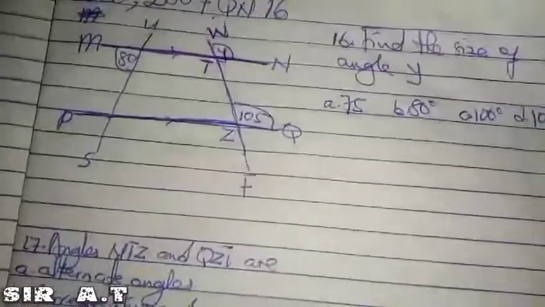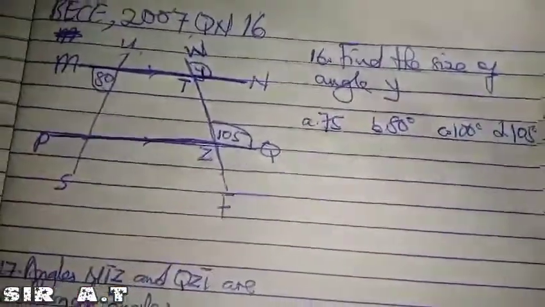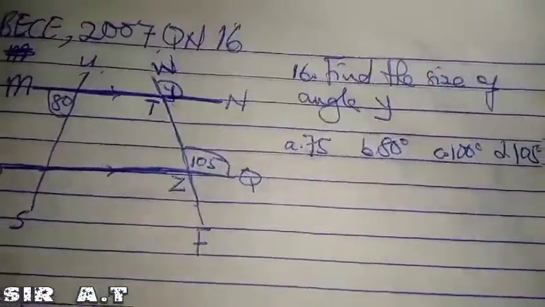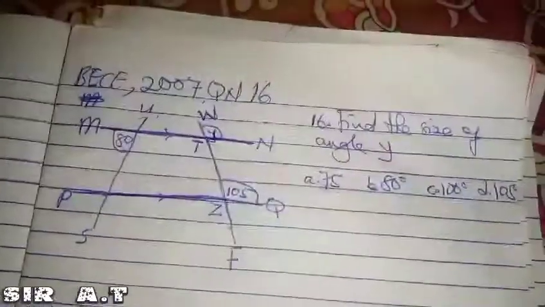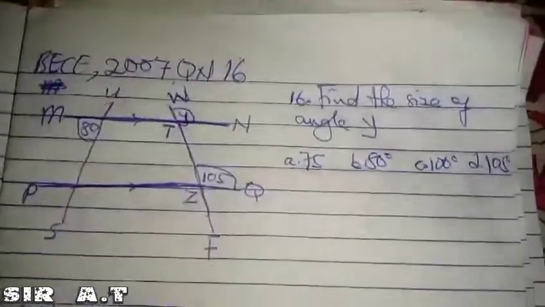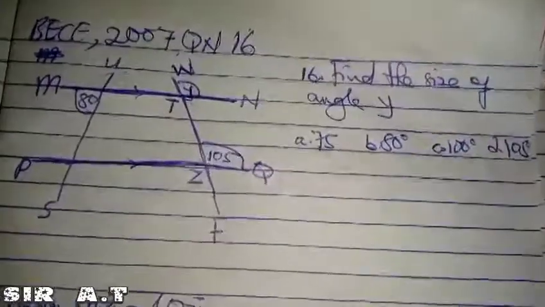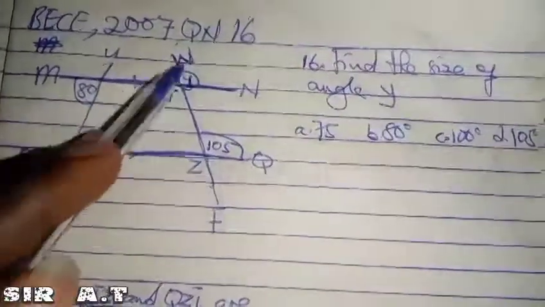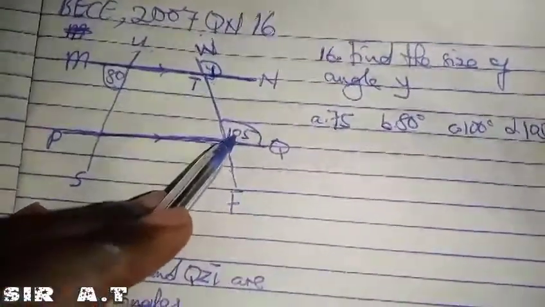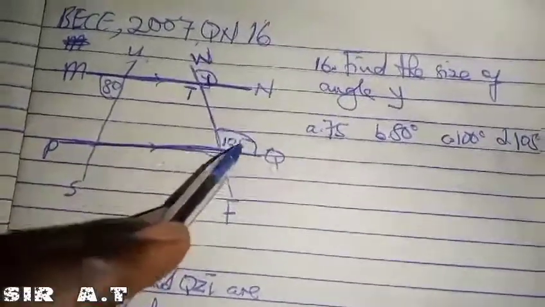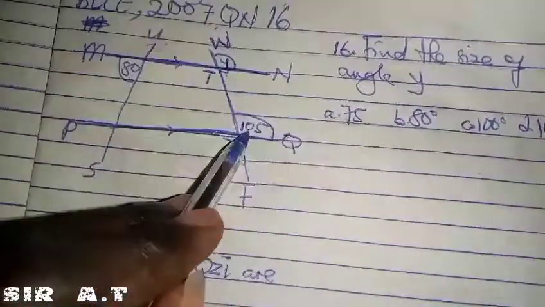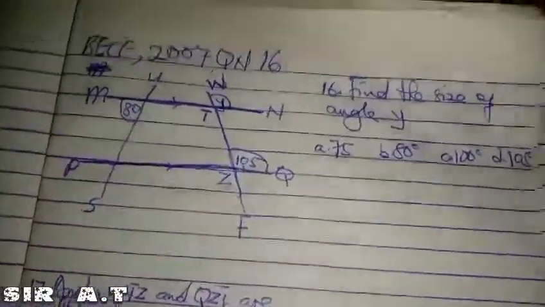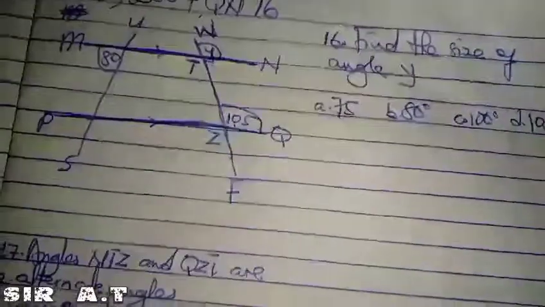So somebody is going to ask, how are you going to get this? You can use the simplest method if you have tackled what you call corresponding angles. When you say corresponding, it means this Y corresponds to 105, and therefore angle Y is 105, because we haven't dealt with corresponding.